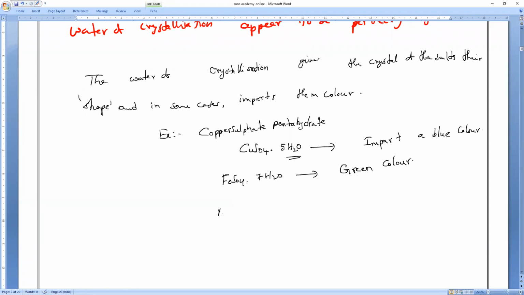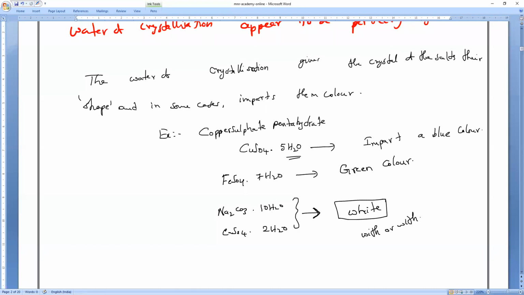And if you take sodium carbonate, Na2CO3·10H2O, and calcium sulfate, CaSO4·2H2O, gypsum, these two, whether they remove the water or add the water of crystallization, will always appear in the same color. What is the color, with or without water of crystallization? White color only.